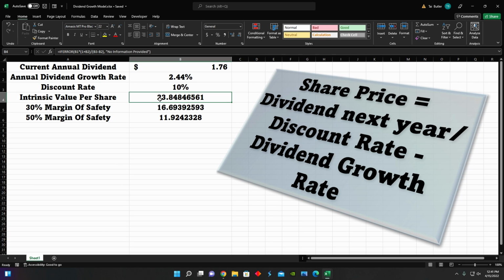So it's a pretty self-explanatory model. It's a lot simpler to use than the discounted cash flow model, which could be good and could be bad, which I'll get into in a little bit here.